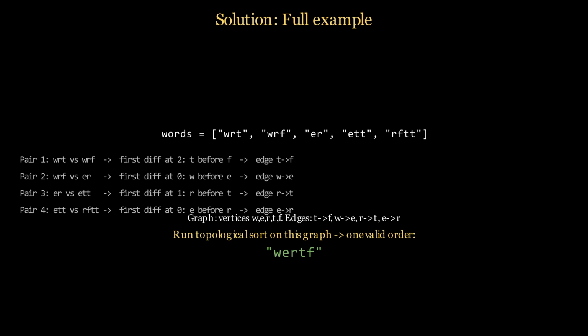Every character W, E, R, T, F is a vertex. Now we run topological sort on this graph. See the topological sort tutorial for how that works. One valid order is WERTF.